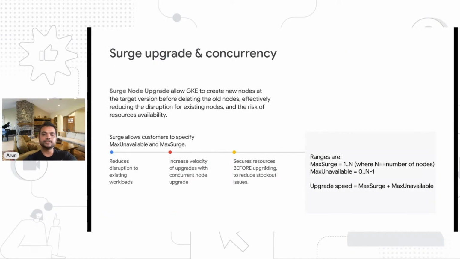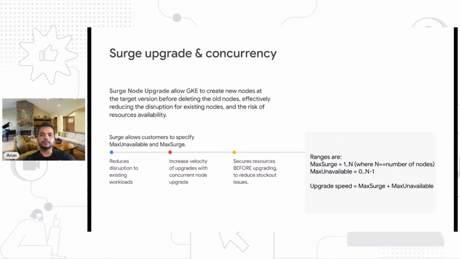These are a few of the settings: maximum surge and maximum unavailable. This max unavailable is different from the pod disruption budget that we talked about. The wordings are the same, but the concepts are different. Maximum unavailable is in terms of your pod rollout, but the PDBs are in terms of your node rollout, because you are upgrading your node pool.